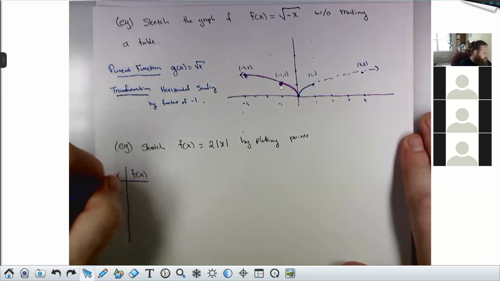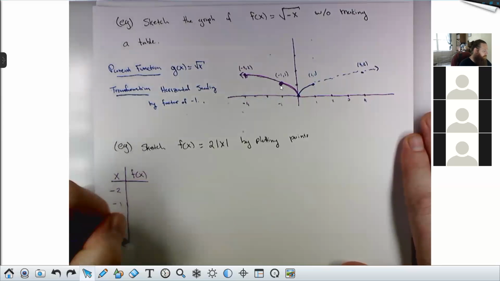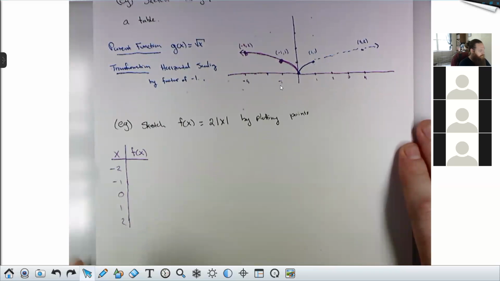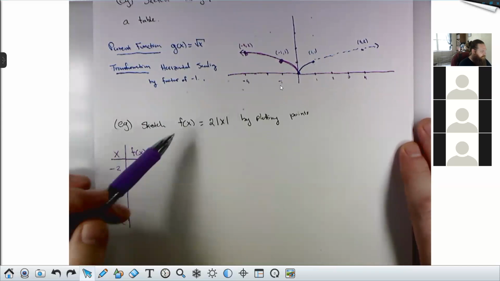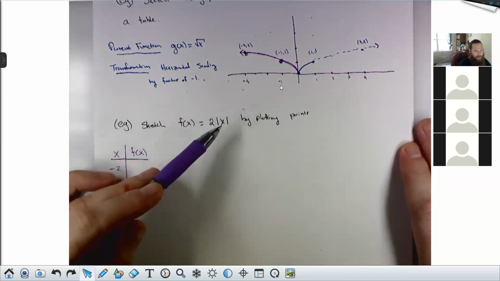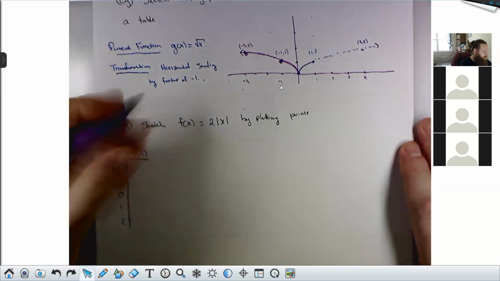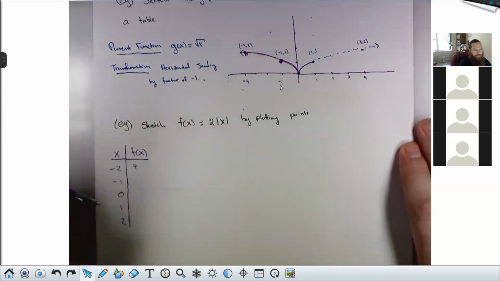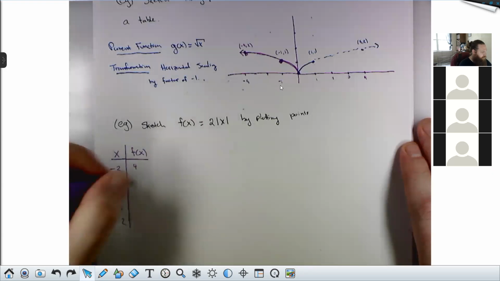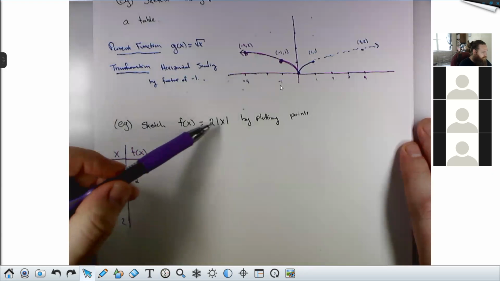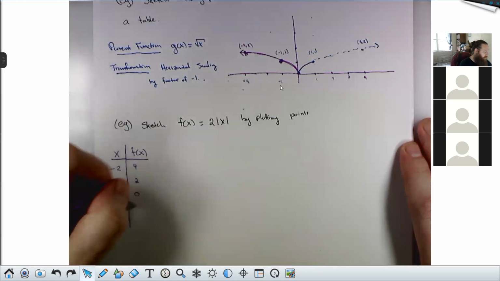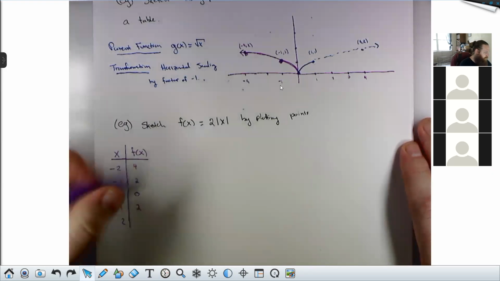So here I'll use -2, -1, 0, 1, and 2. If I plug -2 in for x here, then f of -2 is 2 times the absolute value of -2. The absolute value of -2 is 2, so that's 2 times 2, which is 4. If I plug -1 in for x here, this is 2 times the absolute value of -1, which is 2 times 1, which is 2. If I plug in 0, then this is 2 times the absolute value of 0, which is 0. Plug in 1, 2 times the absolute value of 1 is 2 times 1 is 2. Plug in 2, 2 times the absolute value of 2 is 2 times 2 is 4.